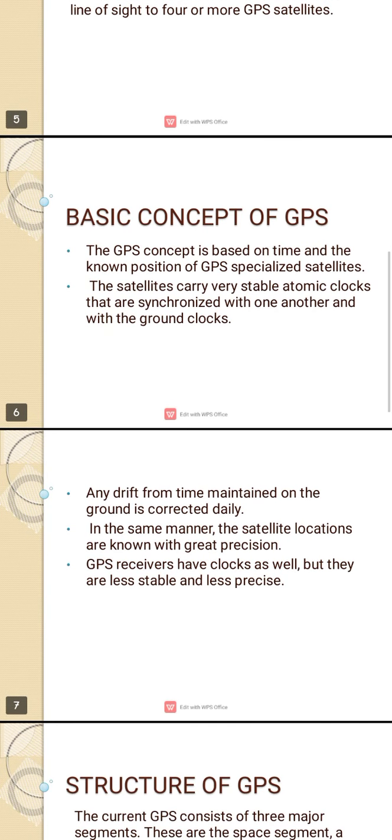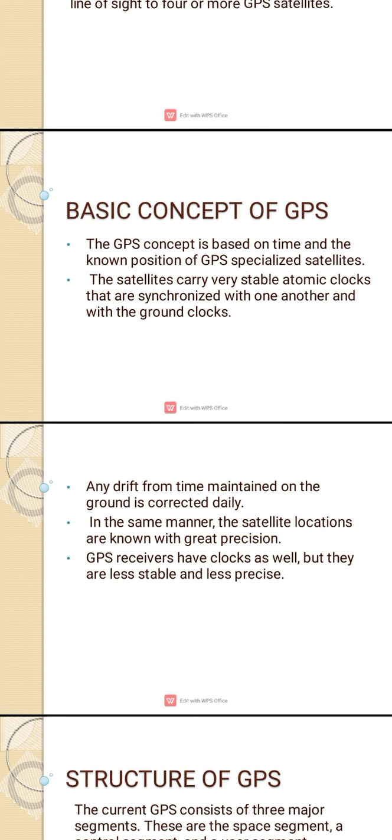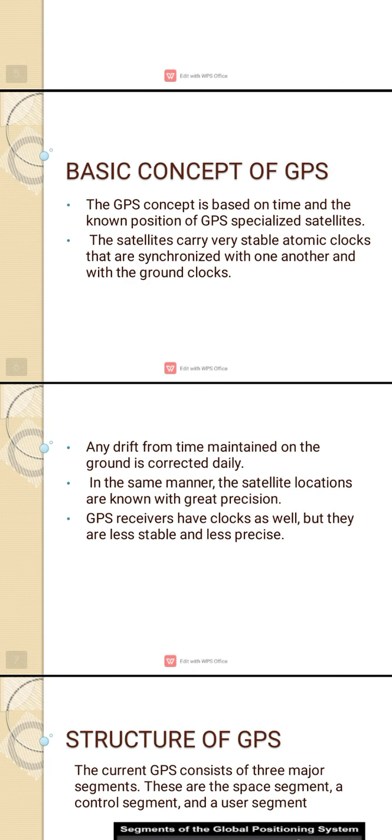Now we can see what are the basic concepts of GPS. The GPS concept is based on time and the known position of GPS specialized satellites. The GPS receiver actually calculates its own position and time based on data received from multiple GPS satellites. Each satellite carries an accurate record of its position and time and transmits the data to the receiver. The satellites carry very stable atomic clocks that are synchronized with one another and with ground clocks.